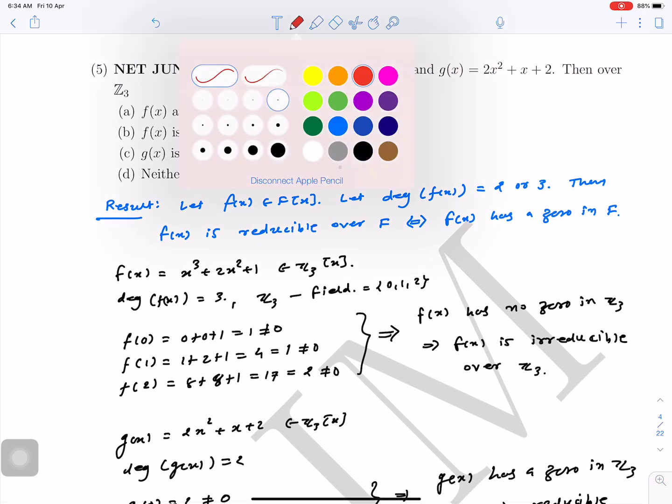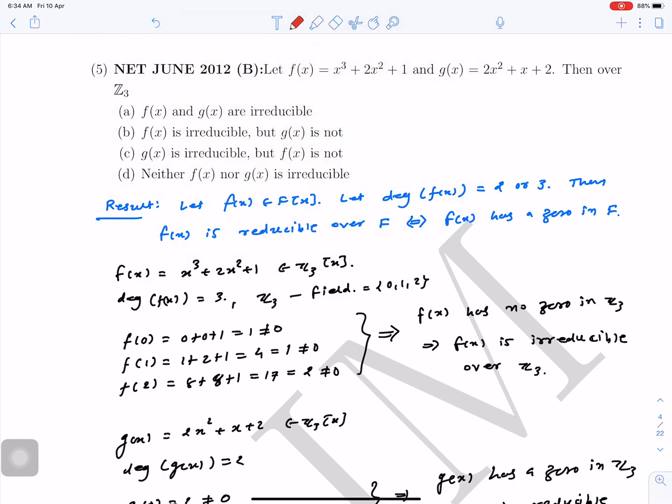So if we look at the options, the first option says f(x) and g(x) are irreducible, so it is not correct. The second option says that f(x) is irreducible but g(x) is not, so that is correct. Option B is correct. Option C says g(x) is irreducible but f(x) is not, so that is wrong, because g(x) is reducible. And neither f(x) nor g(x) is irreducible, so that is also wrong. So option B is correct.